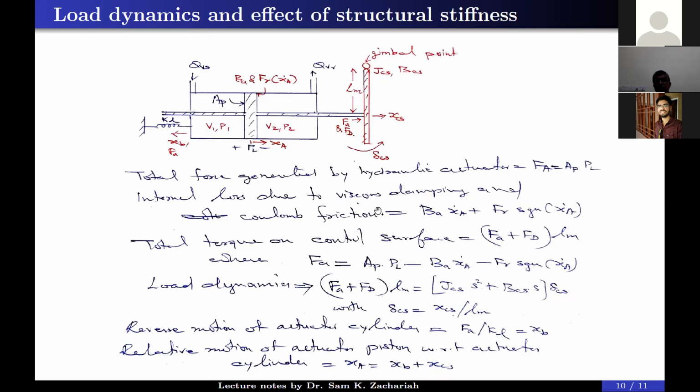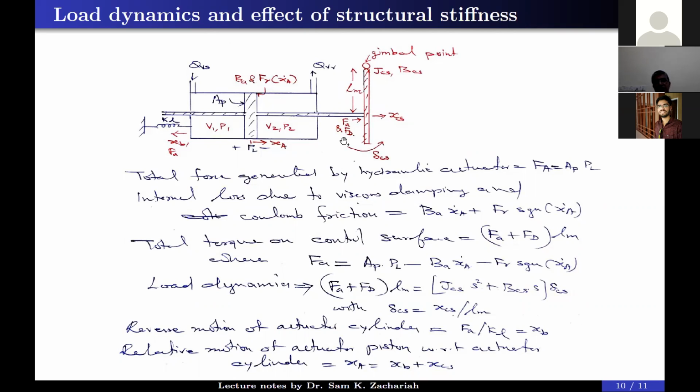Now, internal loss due to viscous damping and Coulomb friction. While this piston head is moving inside the cylinder, there will be a fluid film, and that fluid film will give a viscous damping force due to the laminar effect. Another is there will be metal to metal contact, or even some O-rings, which will lead to some sort of Coulomb friction. So the total is B_A into x_i dot plus some constant F times the signum function of x_i dot, both together. That's what I have written here.